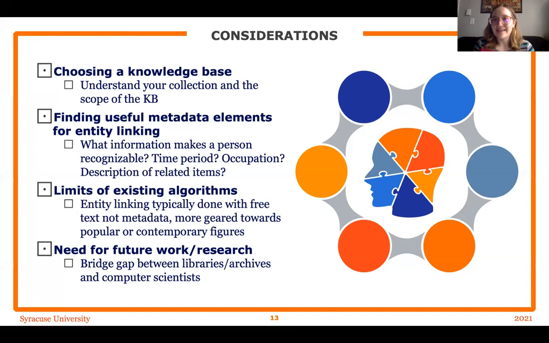So the point of that is that we have to look at the data that we have and think, all right, what pieces of these are actually going to be useful and what aren't, and see what kinds of inferences you can make, and consider that when you're pulling out your metadata for doing this sort of linking.